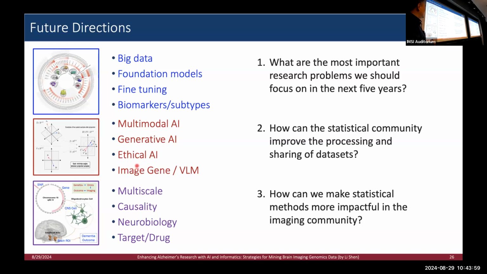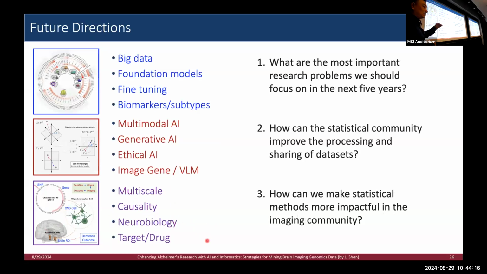And there's also a lot of ethical AI issues. Then trustworthy AI, we have to address fairness and also privacy and explainability. So I think there are a lot of statistical methods that can be used to do these. And finally, the multi-scale.